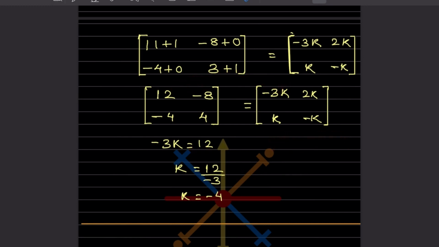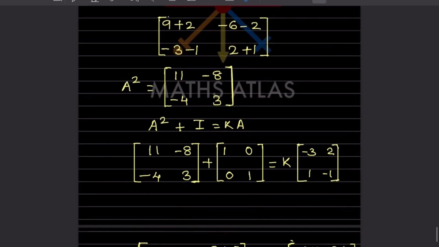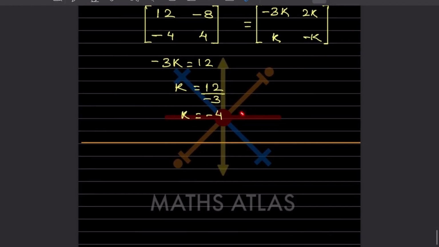So now we want the value of k. 12 is on the right hand side, so it will go in the denominator: k is 12 divided by minus 3, so k is going to be minus 4. That's what they have asked for: find the scalar k.